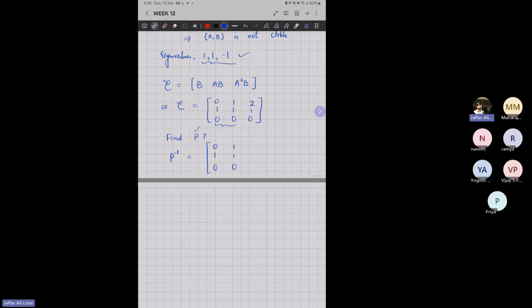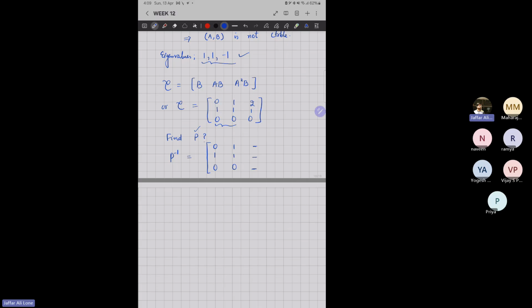Now, what should be the third column? Please pay attention because there are a lot of questions in your assignment which are based on this. In making P inverse, I took the first two columns of this controllability matrix. Now, my third column is arbitrary. You can choose it, but you have to choose it in such a way that all three columns are linearly independent. They should not be dependent on each other.